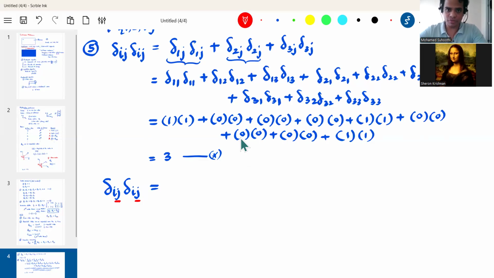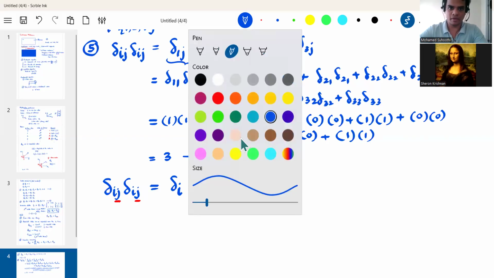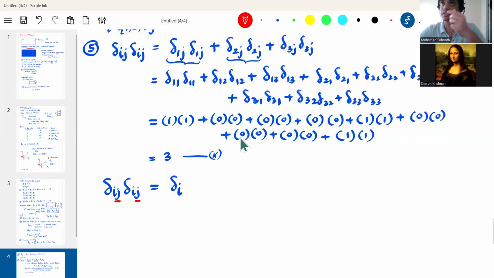Now what I have to do: first I will write delta, and I write another index i. Now, this is the property of the Kronecker delta: this j I have to replace by another index i. That's all. So this is the shortcut we are using here. Delta ij multiplied by delta ij: just pick one repeated index and replace it with the other.